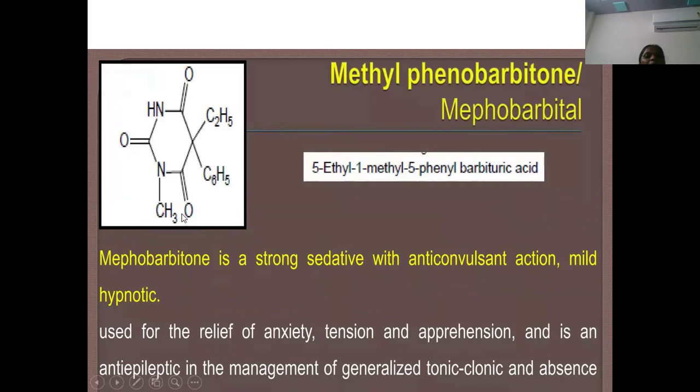This is important in the structure of methylphenobarbital. Methylphenobarbital means we compulsorily have a methyl group in that structure. That is an important point. So what is the other name for methylphenobarbital? Mephobarbital. What is the IUPAC name for this? 5-ethyl, 1-methyl, 5-phenyl barbituric acid.